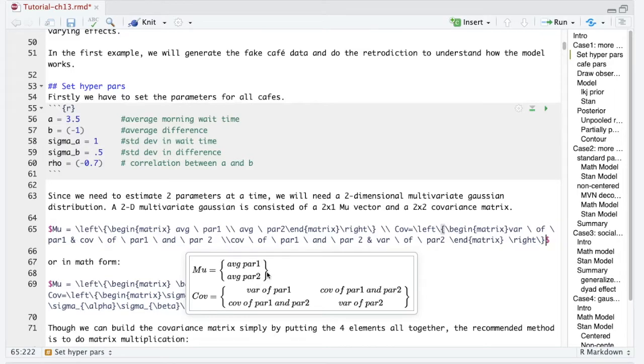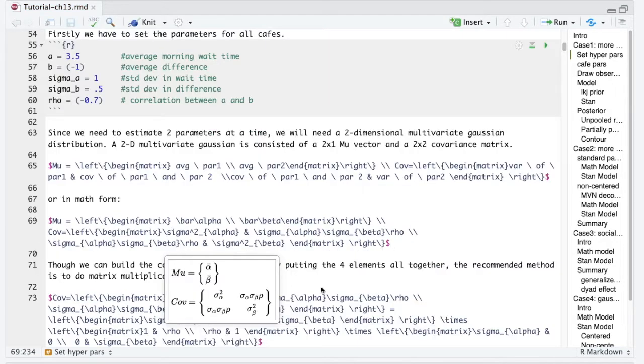The mu vector and the covariance matrix are very simple actually. The mu vector is just the average value of the first parameter and the second parameter. And the covariance matrix, on the diagonal, has the variance of the first parameter and the variance of the second parameter. The off-diagonal elements can be thought of as the correlation between the two. Now, the mathematical form of the 2D multivariate Gaussian distribution.